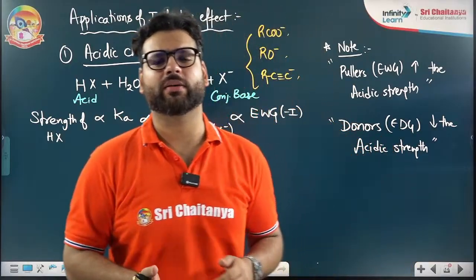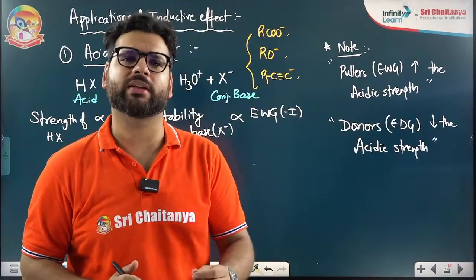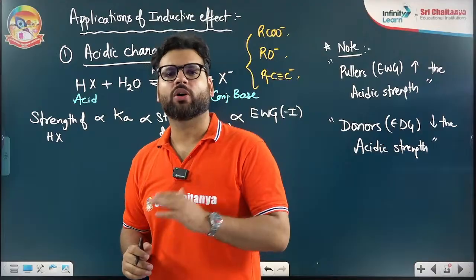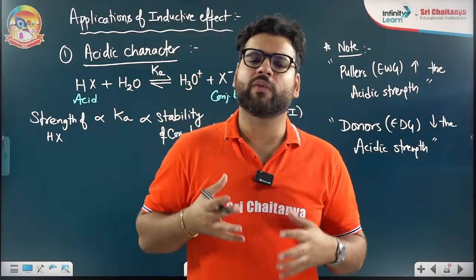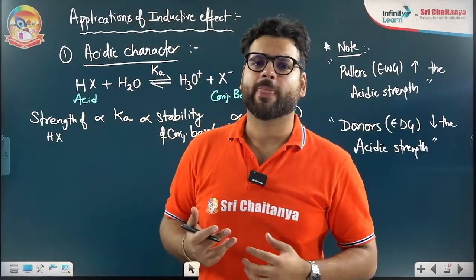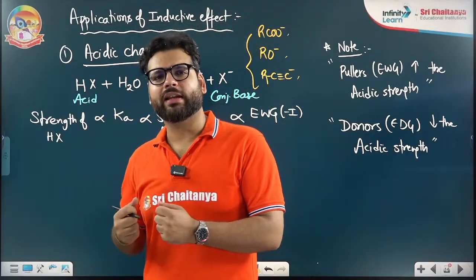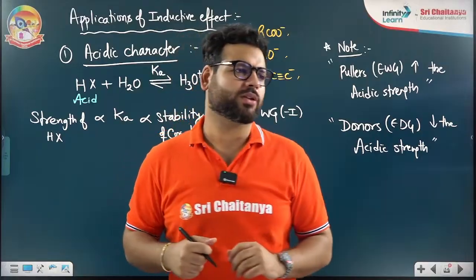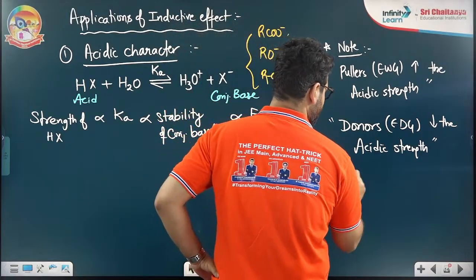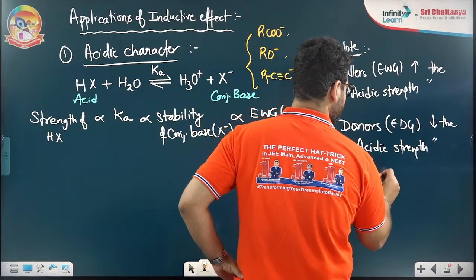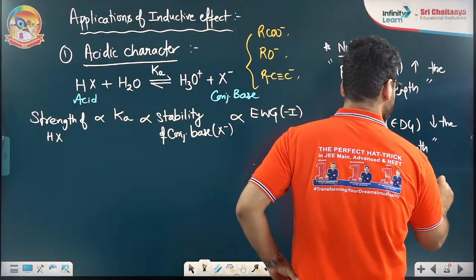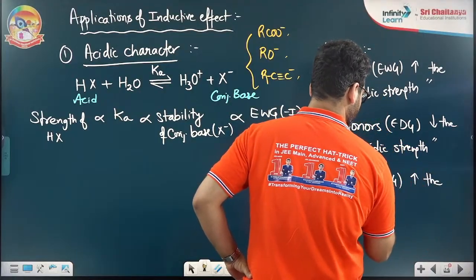Basic strength will be checked for amines because nitrogen carries a lone pair. Donors will increase the lone pair density on the nitrogen and make it a good base. Pullers will decrease the electron density and make it a poor base. So you can mention here as well, and vice versa. Donors, meaning electron donating groups, increase the basic strength.